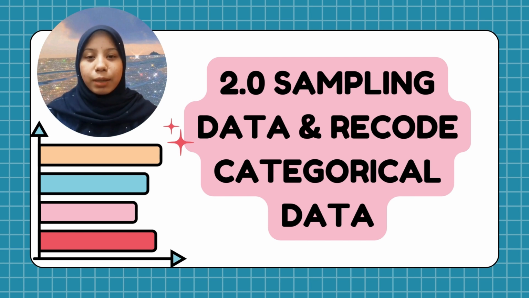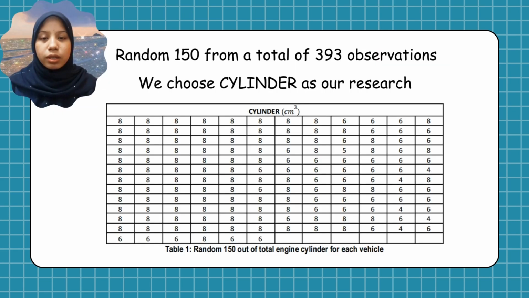Now I will explain about sampling data and recording categorical data. From all the categorical data in our study, we choose one numerical data which is the total engine cylinder for each vehicle, the cylinder. Therefore, in this research, we study 150 observations and one category to examine and determine vehicle fuel consumption. The data can be shown in this table.